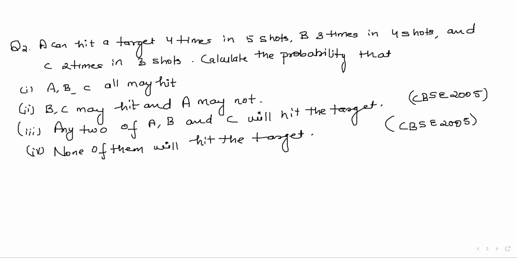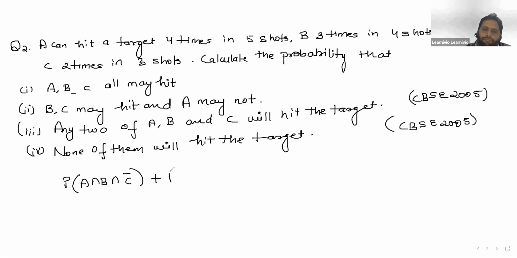Sir, can you explain the third one? Yes. In the third one, they're saying any two of A, B, and C will hit the target. That means what? A will hit, B will hit, C will not hit. Or A will hit, B will not hit, C will hit. Or A will not hit, B will hit, C will hit. Is it clear, Atif? Yes.